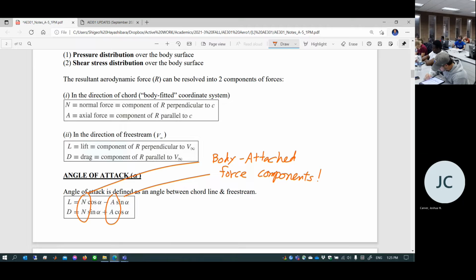Okay, so those are the actual force values you measure using the devices inside the wind tunnel, something called a balance system. The balance system measures normal force and axial force. Together with the angle of attack, you can resolve them into lift and drag force components. Now, there are two different ways of measuring lift and drag in wind tunnel testing.